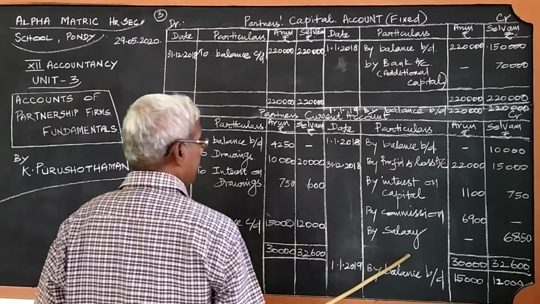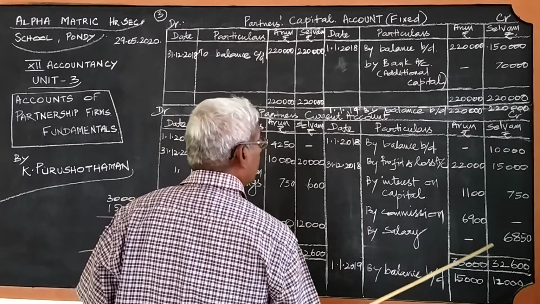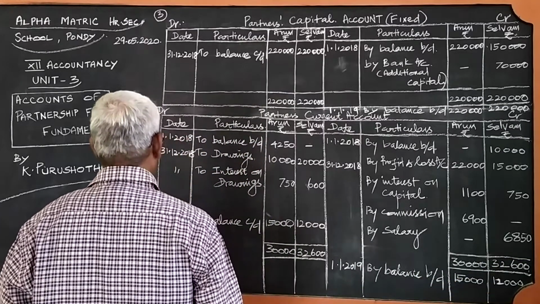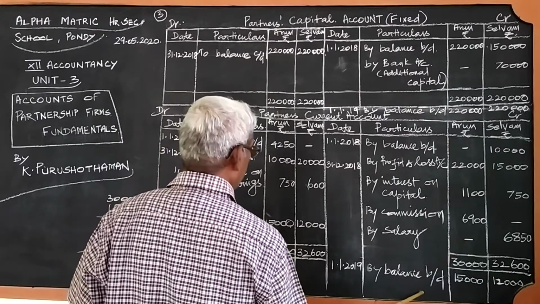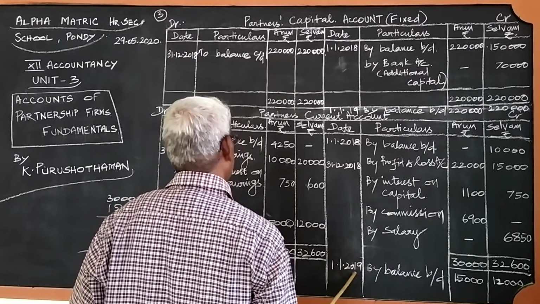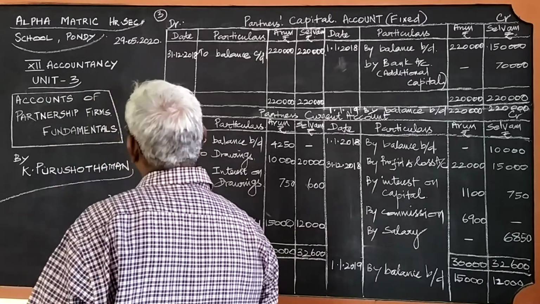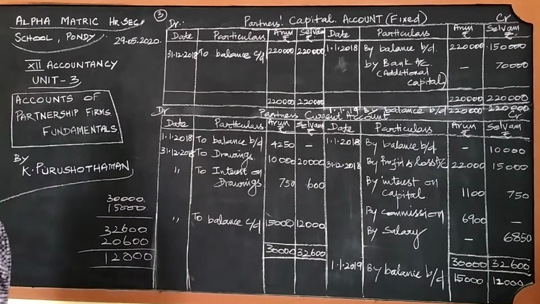This carried down will be here as brought down 15,000, 12,000. For carried down, the last date of the year, whereas for brought down, the next month's first day. That's what I have written. Okay, thank you. We shall continue tomorrow.